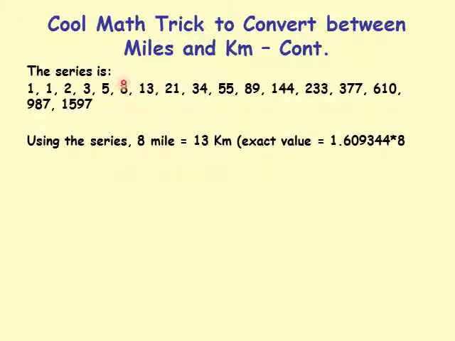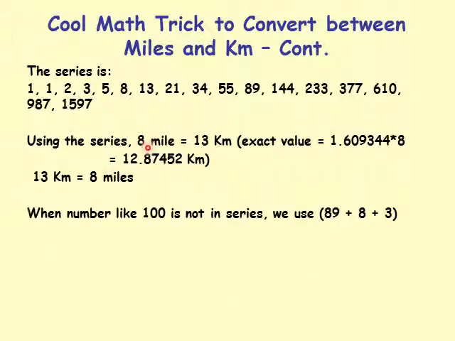So for converting from miles to kilometers, you take the next number in the series. The exact value would have been 12.87452 kilometers, so this is an overshoot. Similarly, 13 miles is equal to 8 kilometers. 13 kilometers is equal to 8 miles, going backward. 8 miles is equal to 13 kilometers, and 13 kilometers is equal to 8 miles.